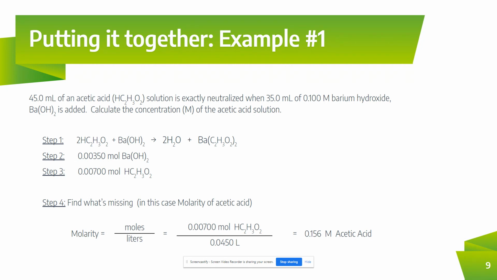The moles from step 3 were 0.00700 moles of acetic acid, and we divide this by the volume. Again, we converted from milliliters to liters because molarity is moles per liter. To get from milliliters to liters, you divide by 1,000. So we have 0.0450 liters. When you do that division, you get that the final concentration is 0.156 molar acetic acid.